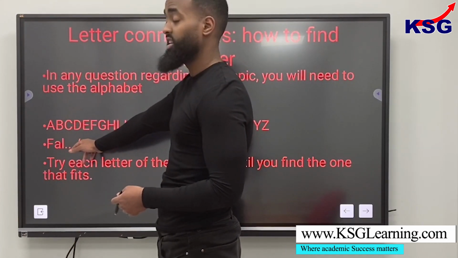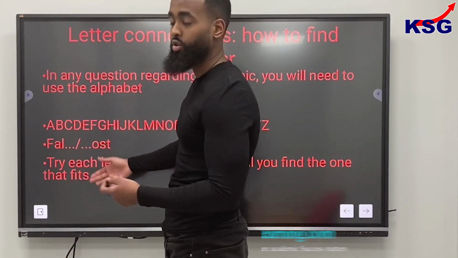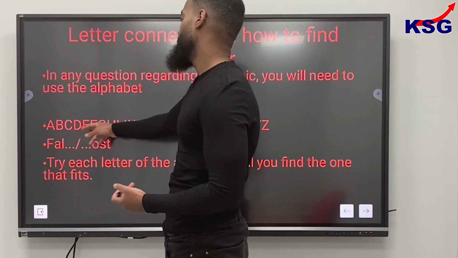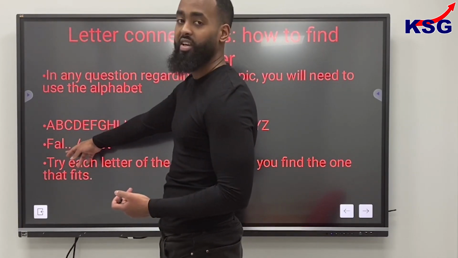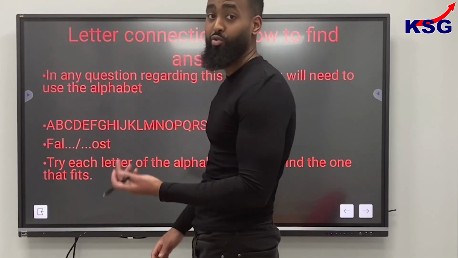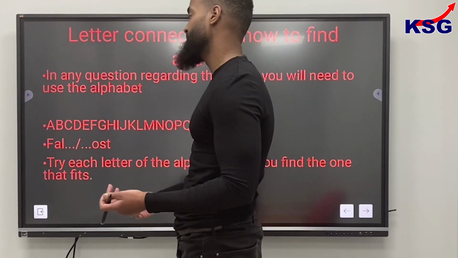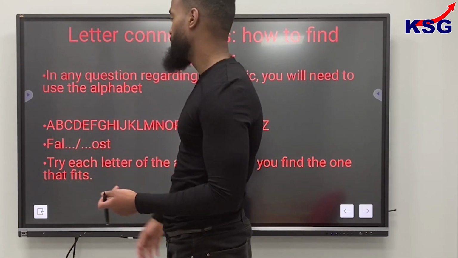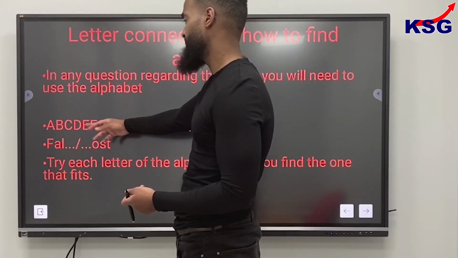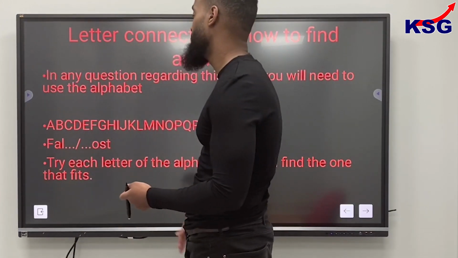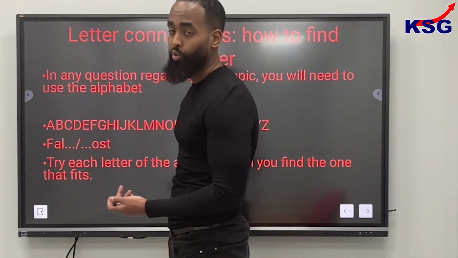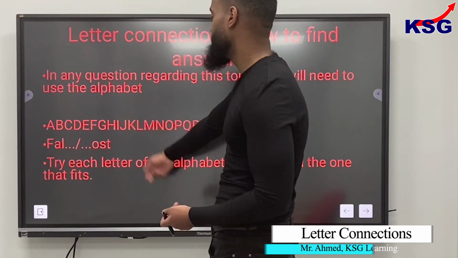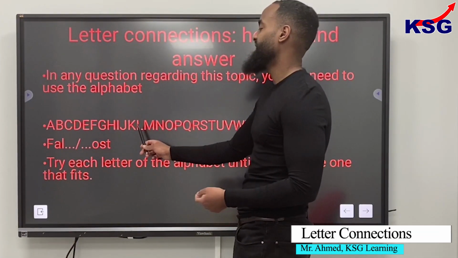C at the end of FAL would be FALC, still not a word. D, FALD, still not a word. E, FALE, fail, but it's the wrong type of fail. That's not actually a word. F, FALF, still not a word. G, FALG, not a word. FALH, not a word. FALI, still not a word. And we can continue all the way down until we get to L.